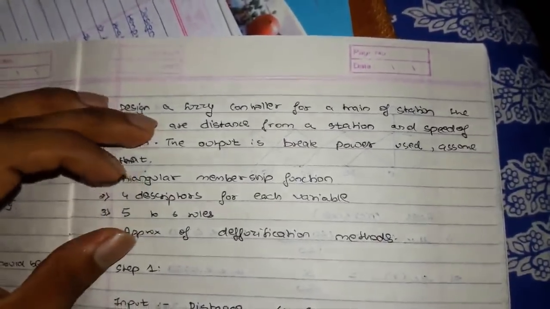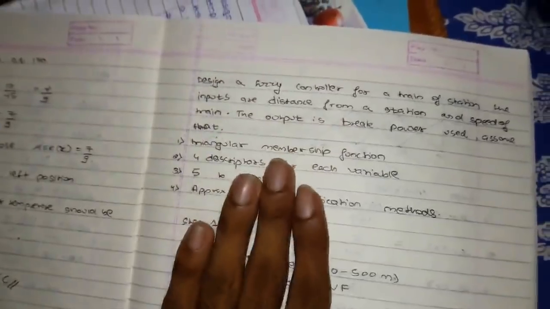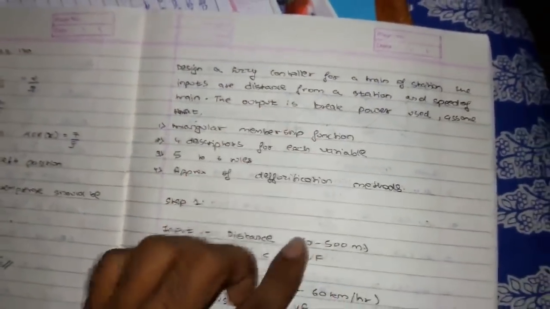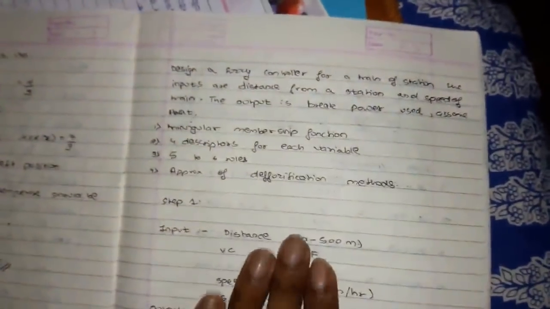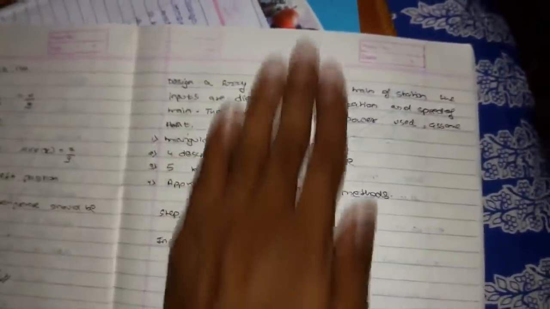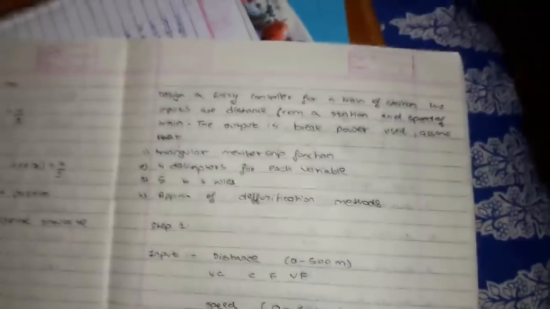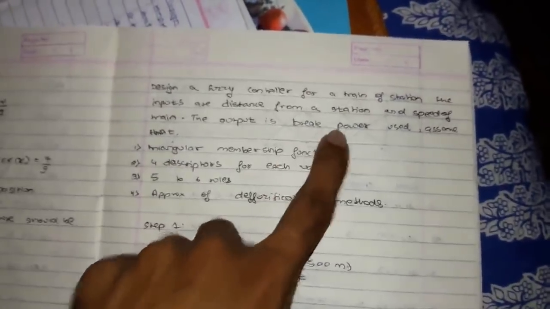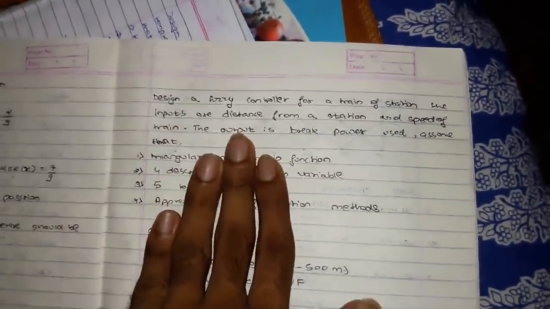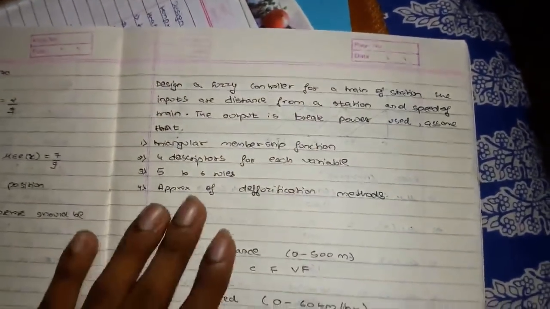So here what we have is, there is a train, there is a station. So the input is the distance of the train. Say this is the train and say this is the station. So distance of the train from the station, this is one of the inputs. Second input is the speed of the train, how fast the train is going, that is the second input. And what is your output? Output is the brake power, how much brake power should I apply so that the train can stop at the station. So that is our sum.